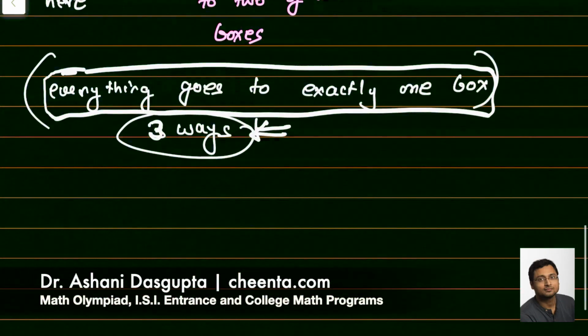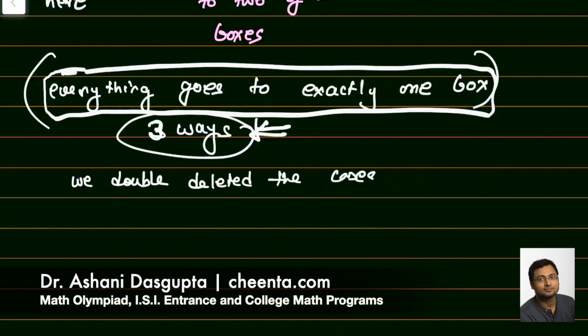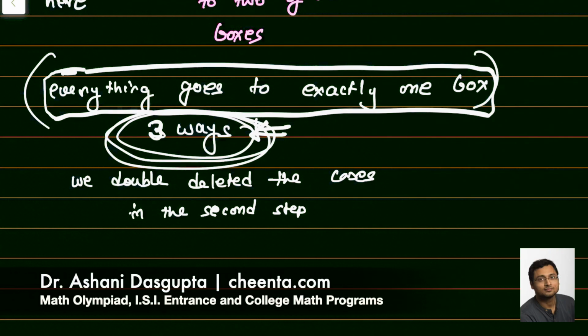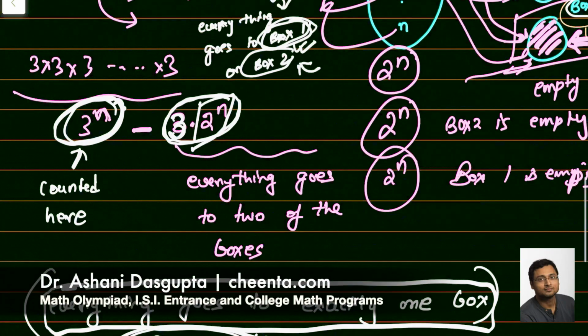So let me write that. We double deleted the cases in the second step. Well, we wanted to delete it one time because we don't want these cases to happen, but we don't want to delete them two times because, well, then we are deleting extra stuff. So we have to add those three cases back.